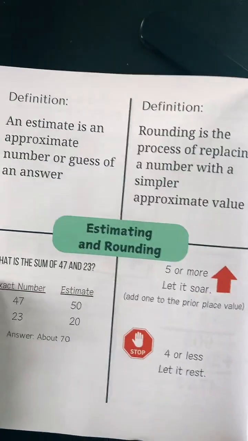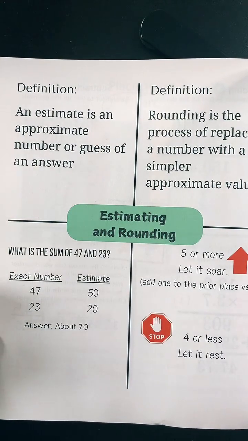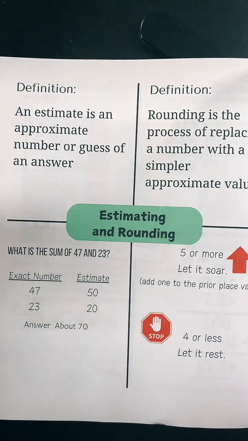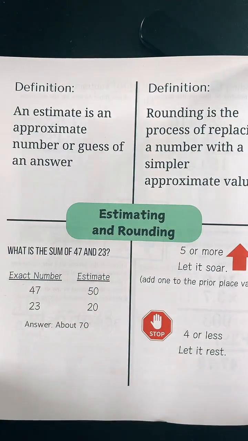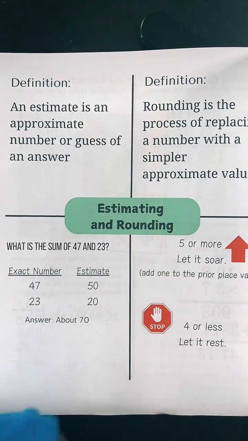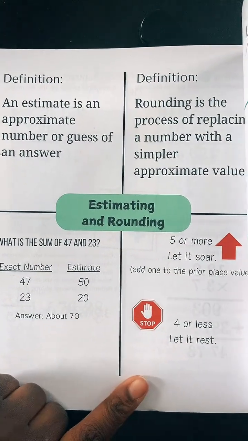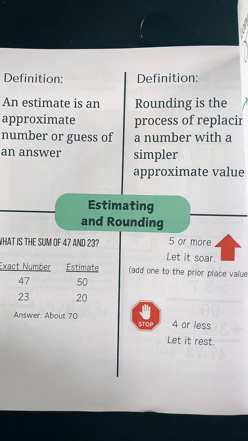Then also estimating and rounding. So what does it mean to estimate? Remember, 5 and above, give it a shove, 4 and below, leave it alone. This is going to be replacing that, okay? So 5 and more, let it soar. 4 and less, let it rest. A lot of people are actually gravitating more to this phrase, okay?